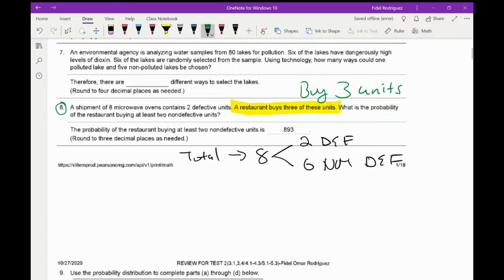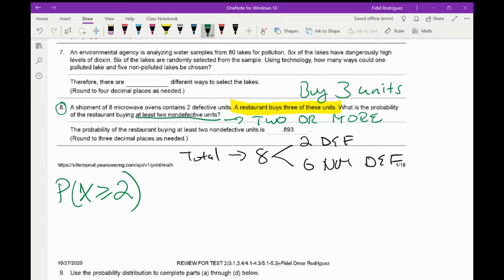What's the probability of the restaurant buying at least 2 non-defective units? Okay, so we're looking for the probability that x is bigger than or equal to 2, meaning that we're going to buy at least 2. So think about what the term at least 2 means. At least 2 means 2 or more. Okay, so I'm just going to write that down right here. At least 2 means 2 or more.